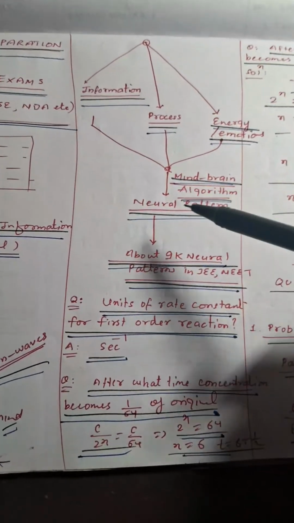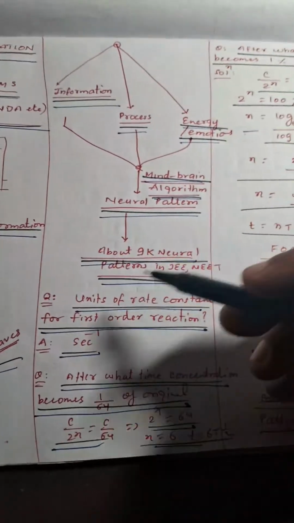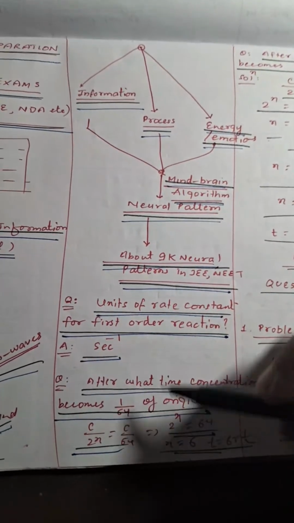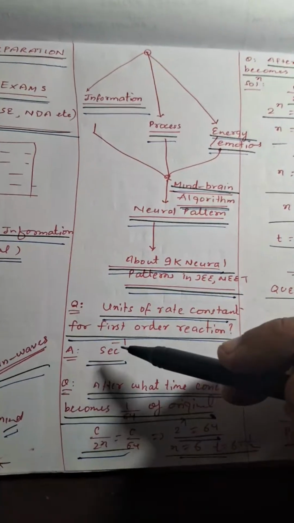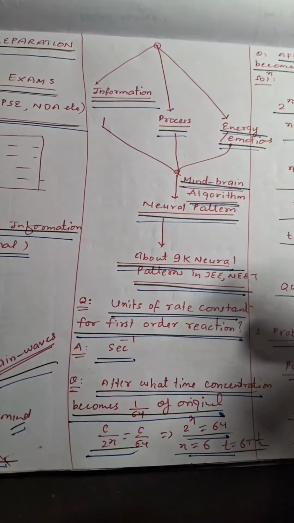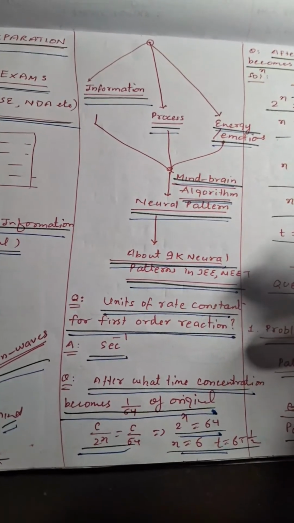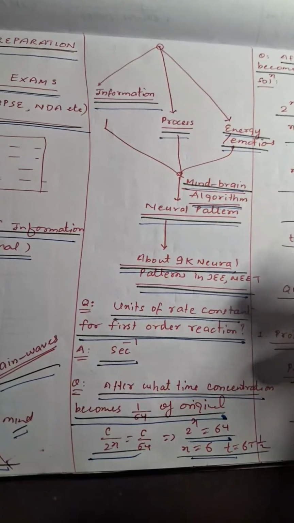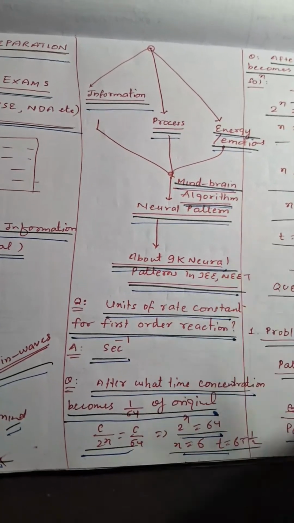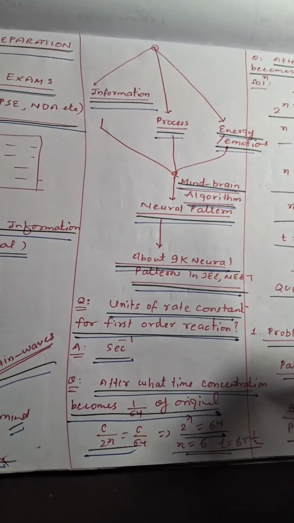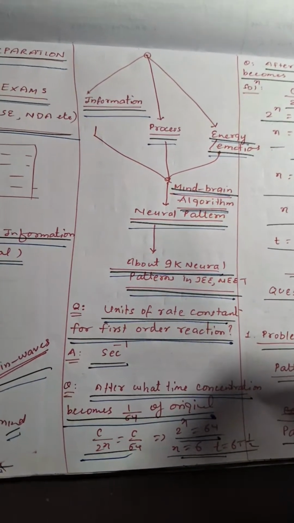To understand it further, let me ask you a certain question. What is the unit of rate constant for a first order reaction? So the answer is second inverse. But just focus, just observe what happened within you. What happened during the time I asked you the question and you gave the answer. That something which happened within you is a mind brain algorithm.